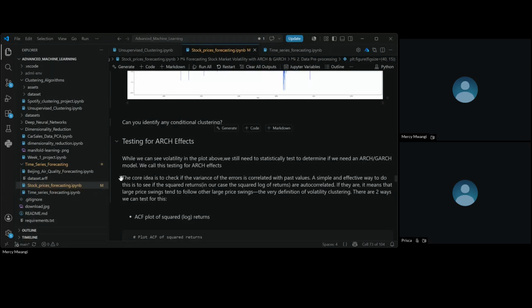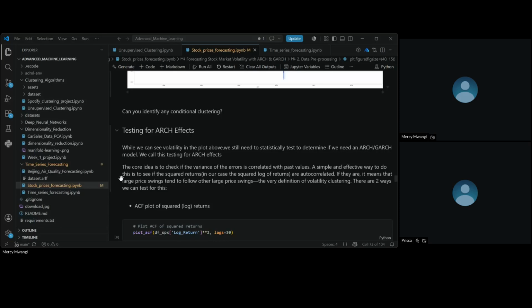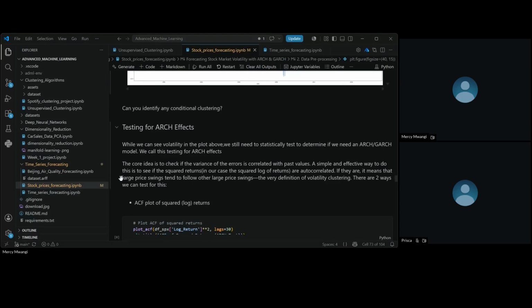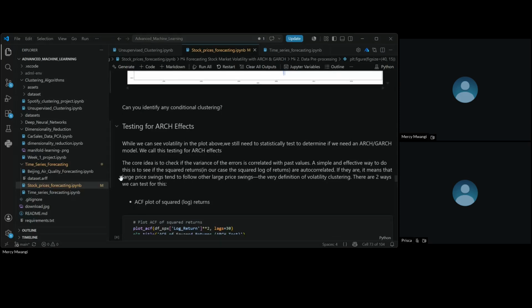Now, after you have made your non-stationary data stationary, the other thing is we say you have to test for ARCH or GARCH effects. And the essence of this is just to see, remember, in ARCH and GARCH, you're assuming that your data is following this phenomenon called conditional clustering. Right? So when we say you're testing for ARCH effects, you are testing for conditional clustering. So if your data doesn't have conditional clustering, ARCH and GARCH are not the best.